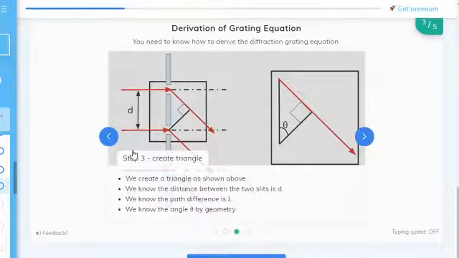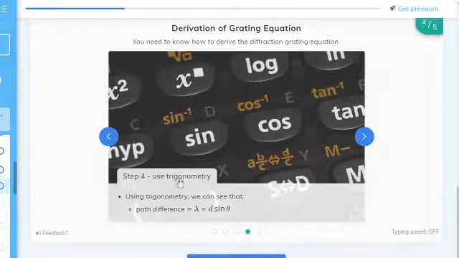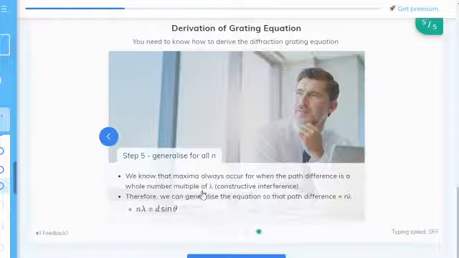So we create a triangle, like shown above here. We know the distance between the two slits is d. We know the path difference is λ, or wavelength. And we know the angle is θ by geometry. So we know this is the angle right here. Then we use trigonometry to solve the equation, SOHCAHTOA. Then we know that the maxima always occur when the path difference is a whole number multiplied by the wavelength. Therefore, we can generalize the equation for the path difference.